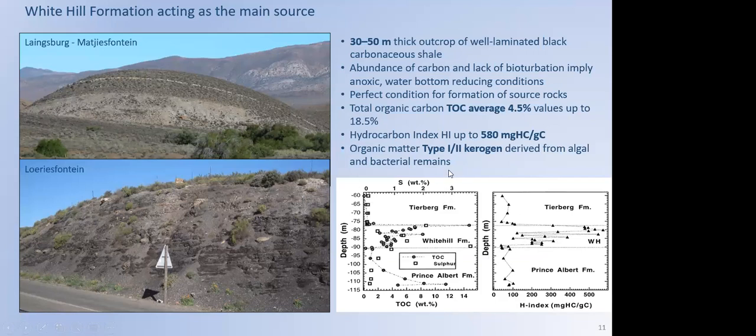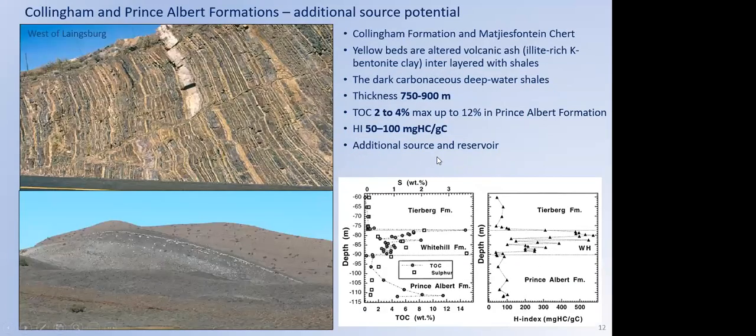Right, we'll look at the type later on, but it is derived type of kerogen, points to algae and bacterial. It's not only the White Hill, but also the adjacent lower Prince Albert and the overlying Collingham. And I've got the snap of that, the field outcrop of both of them. In the foreground, Prince Albert, and again, there's the White Hill. And we're going to the Collingham.